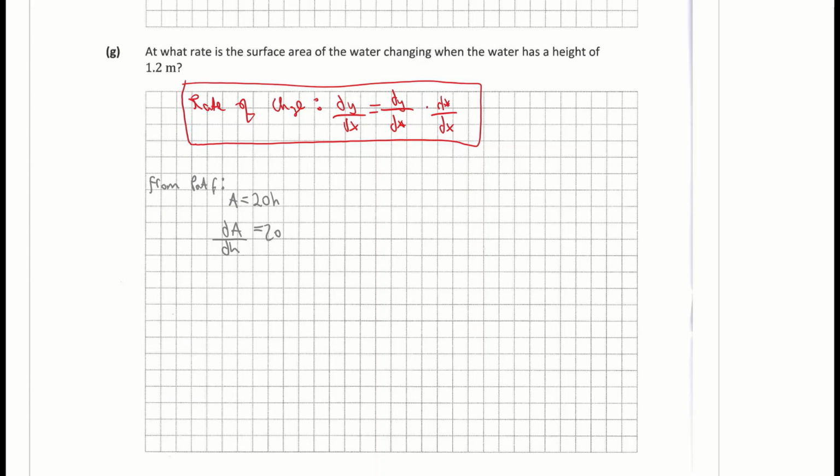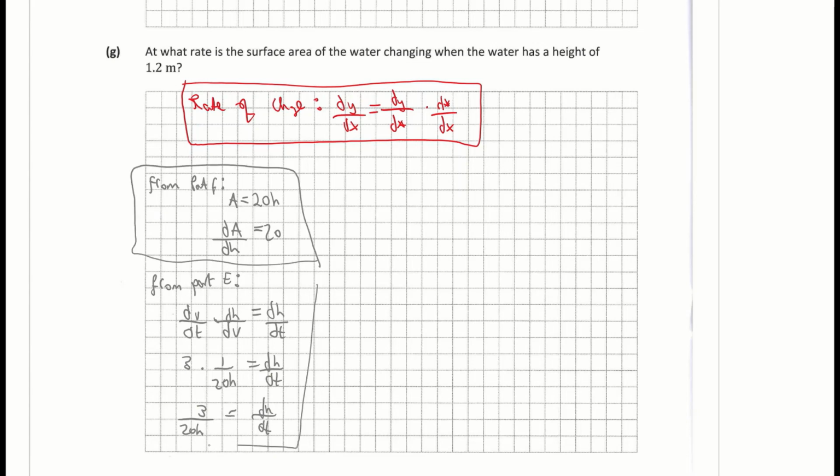Let's go a little bit further. From part E, I'm going to come down and write down something else I know. From part E, we know that dV/dt times dh/dV is equal to dh/dt. And if I substitute in my values, I have 3 times 1 over 20h. That is giving me dh/dt is equal to 3 over 20h. So that's just writing down some of the information that I know so far.